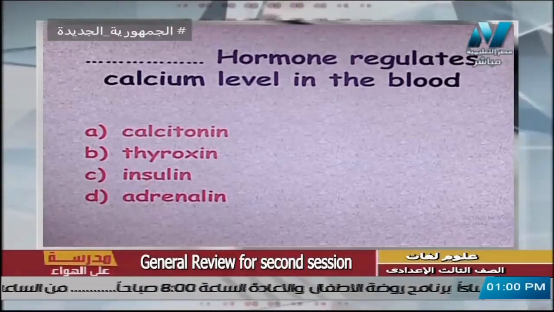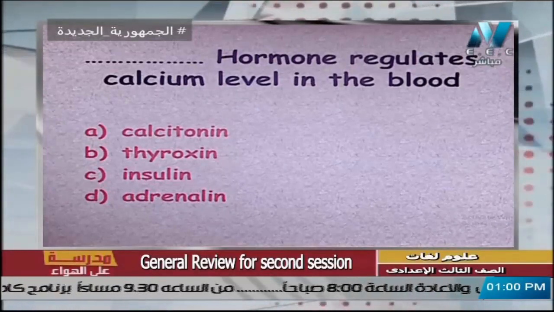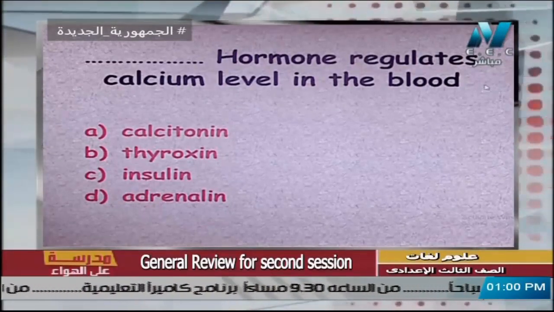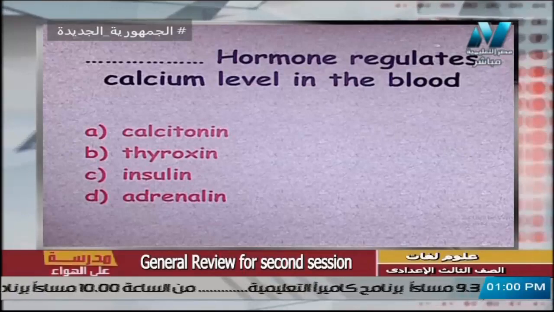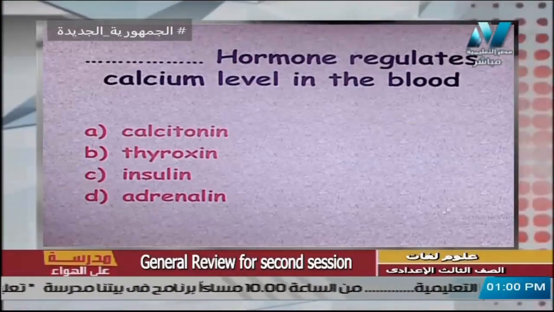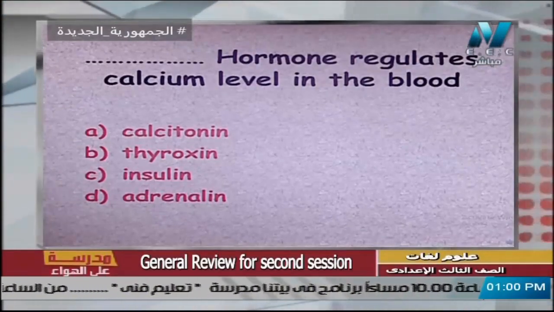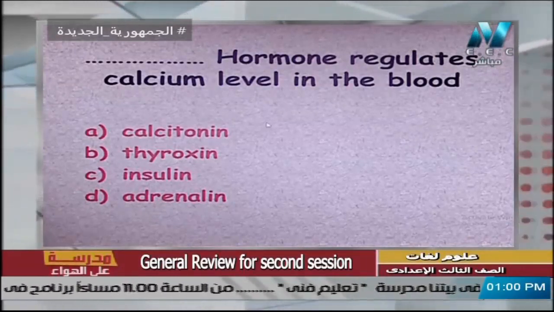Which hormone controls the calcium in the blood? Of course it will be letter E, calcitonin. Calcitonin hormone regulates calcium level in the blood.